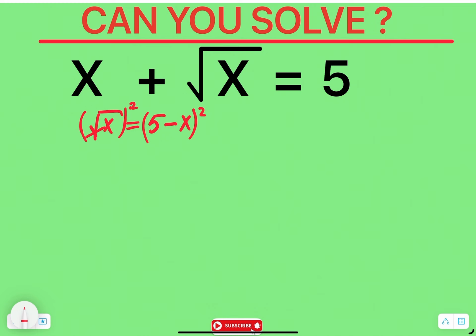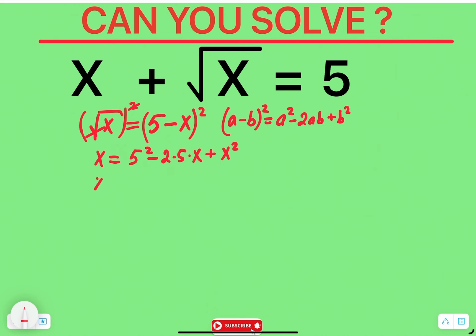This radical sign will cross out with the square, and we will have x equals on the left side. On the right side I will use this famous algebraic formula: (a minus b) squared equals a squared minus 2ab plus b squared. Here our a is 5 and b is x. Let's write this down. We will have 5 squared minus 2 times 5 times x, then plus x squared.